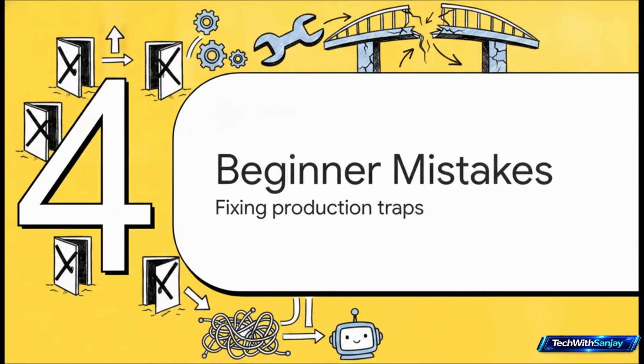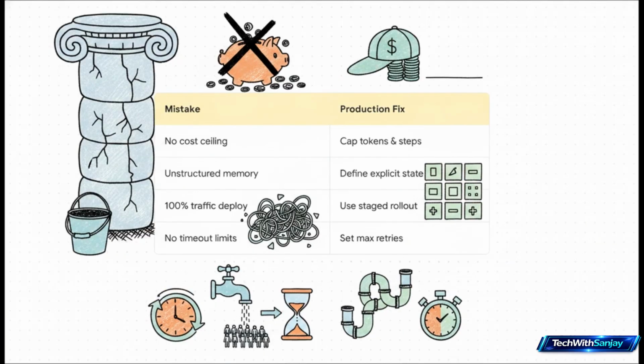All right, moving on to section 4, fixing common beginner mistakes. Let's look at how to actually patch the cracks in those pillars. First, no cost ceiling. The fix is simple. Cap your tokens and steps per task. Second, if you have agents sharing some messy, unstructured memory blob, don't do that. Define explicit, structured state that each agent reads and writes to predictably.